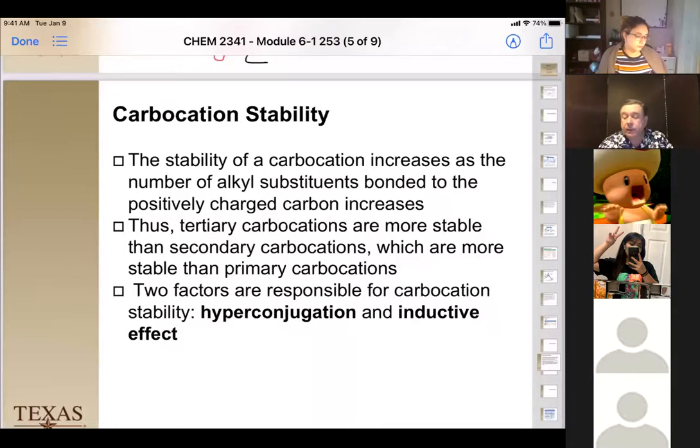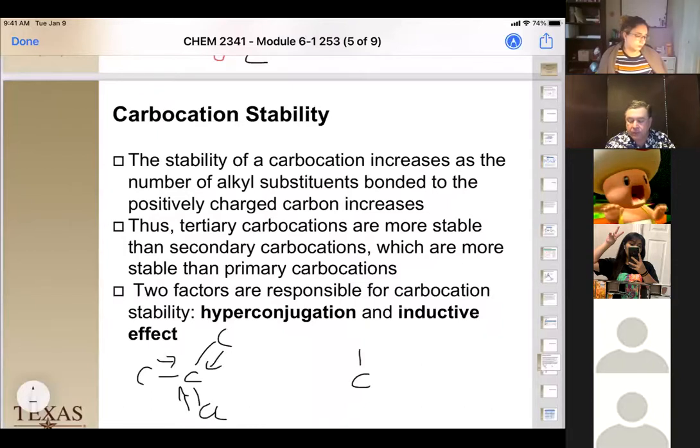Okay, that's why the tertiary is more stable, because you have a carbon with three other carbons attached to it, which means they can each donate a little bit of their electron density to the system. When you have a carbon with no carbons on it right here, those hydrogens only have one electron. They can't donate any more electron density. And so that makes this the least stable.